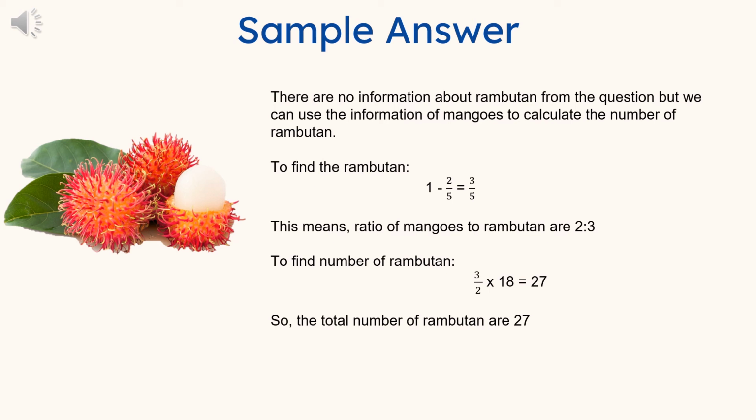So 1 minus 2/5 mangoes. Students will get 3/5 rambutan in the fruit basket. This means the ratio of mangoes to rambutan is 2 to 3. To find the number of rambutan, 3 needs to be divided by 2 and multiplied by 18. Students will get 27. So, the total number of rambutan is 27.